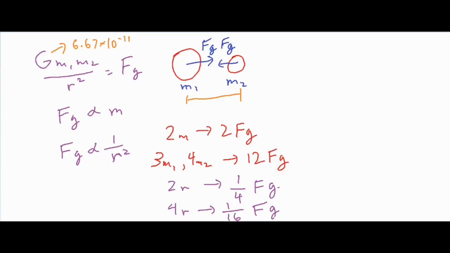Sometimes multiple things might happen. For example, you might double one of the masses and you might double the separation distance. If that happens, then you have 2 times the Fg divided by 4. 2 over 4 is 1/2. And then if you combined those two, then you would have 1/2 of the force of gravity. Okay, so there may be combinations where there are things affecting the masses in your numerator and then the separation distance in your denominator. Now, there's a couple other common problems.